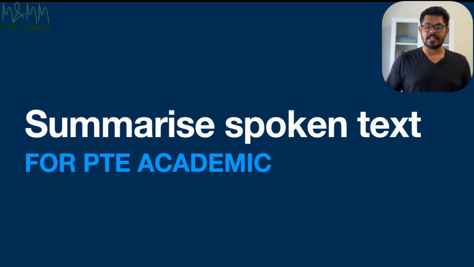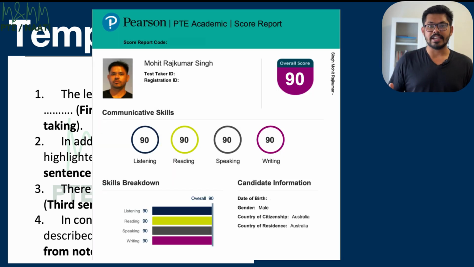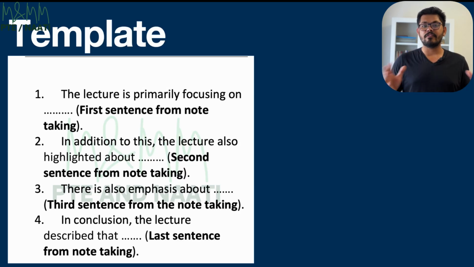Now, this would be the template that we would be using for summarized spoken text. We also have this template in the description below. You can download it from there and save it so that you can use it in future. This template has been personally used by me. I've got my 90 each using this template. So it is all tested and it has also been used by several students of ours and they've got their desired score. People have got 90 each, people have got 8 each, 7 each, based on their desired score. So this template is absolutely reliable and you can use it to get your scores for summarized spoken text.